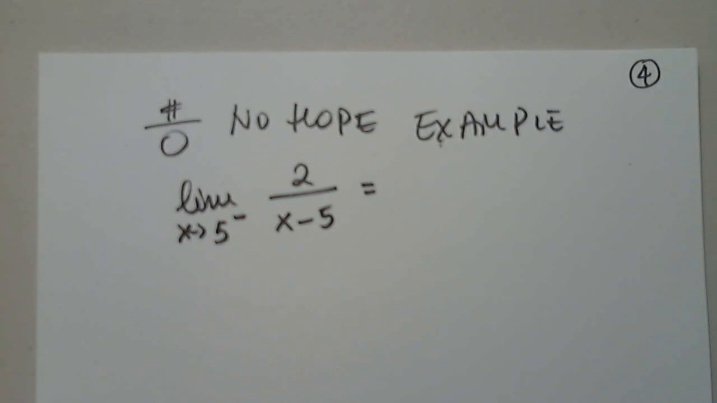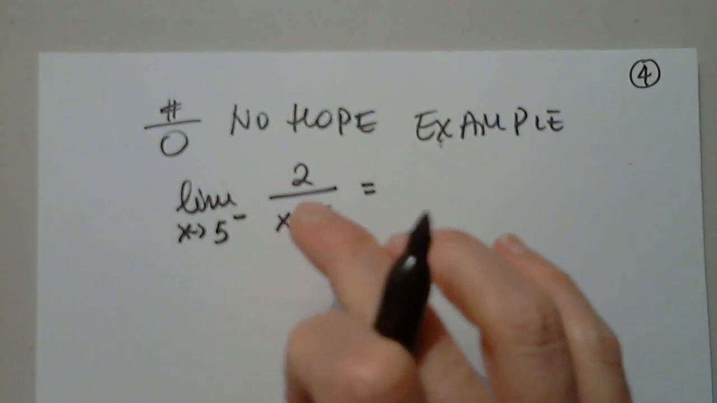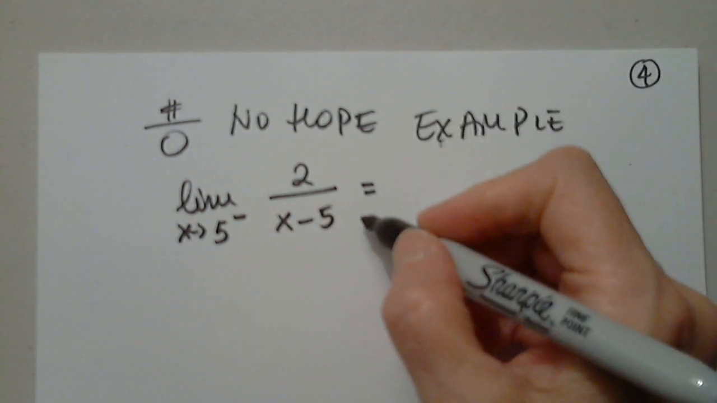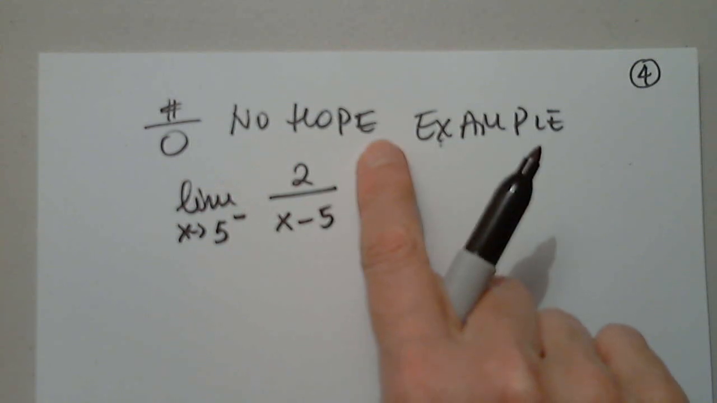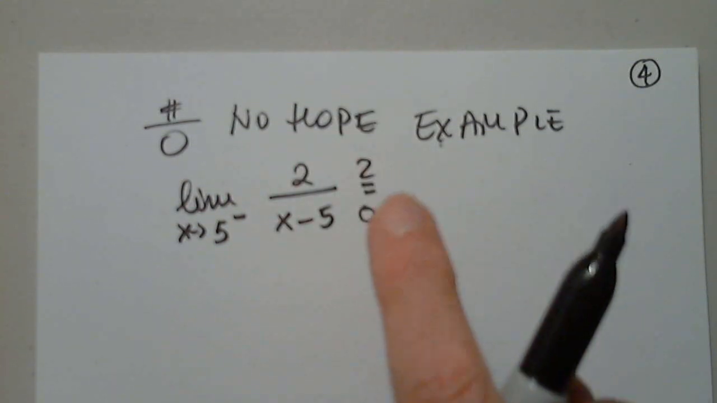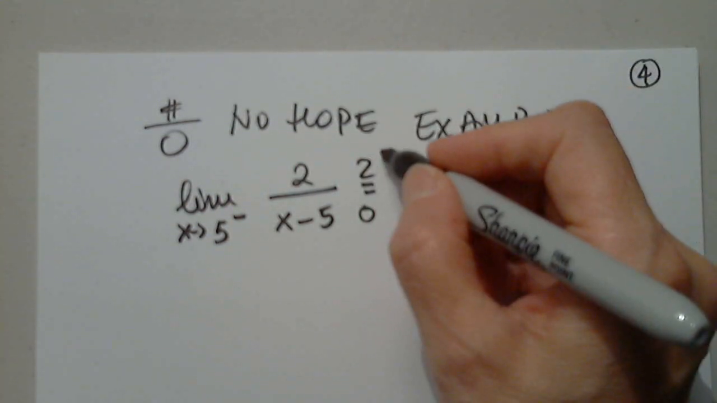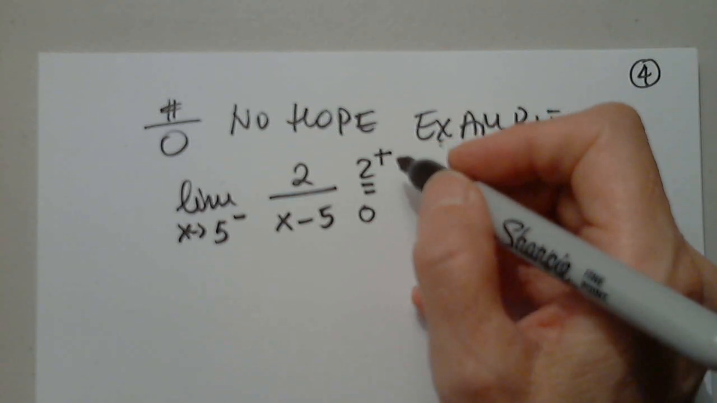No, it's not. Very good. Awesome. 5 is not in the domain because it creates a denominator of 0. Exactly. So then we know that this is a no hope situation. Okay, so the numerator, I hope you agree, is positive.